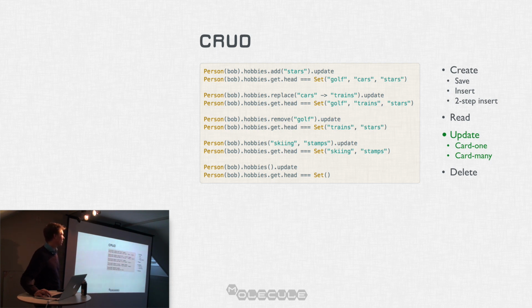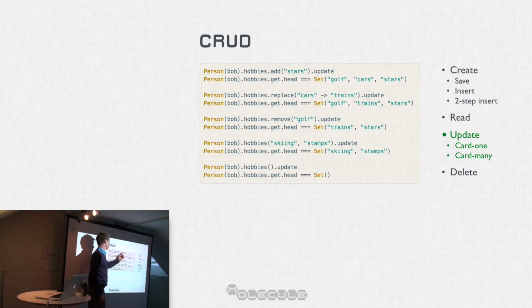So if you had an attribute which was hobbies, you can see the different stages of how you would manipulate cardinality many. So you would add the first value, and then you would update that, right? Or it could be part of an insert from the beginning. So you might have those three values. Then you want to replace cars, so you can make this a pair of values. You can say that cars should now be retracted, and then we want to assert trains. So we update that, and now cars is gone, and trains is there instead. Or we could remove golf.